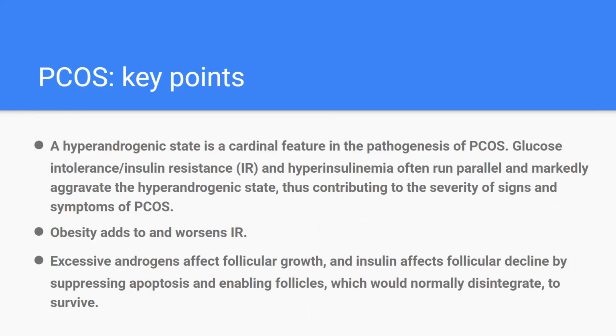Obesity adds to this, so think of a young female who is obese and has androgenic signs and symptoms, and they complain of diabetes or insulin-resistant type signs and symptoms, excessive thirst, excessive hunger. They think they have diabetes and they have abnormal blood sugars, and you want to consider hormonal testing.